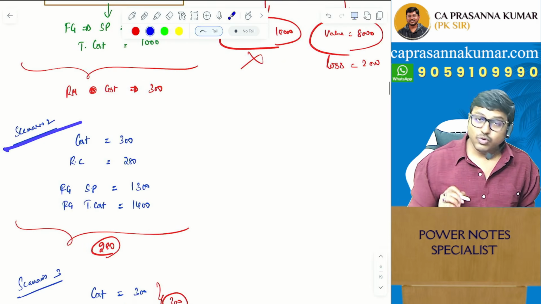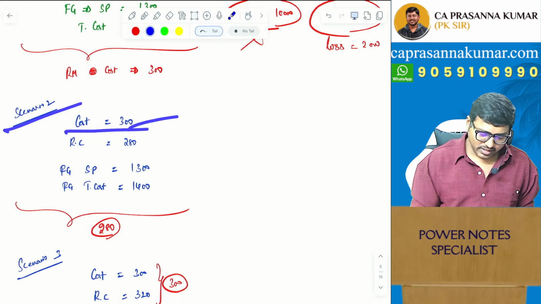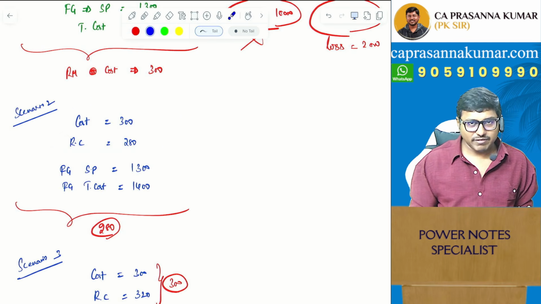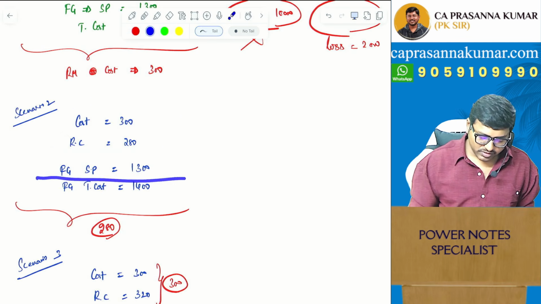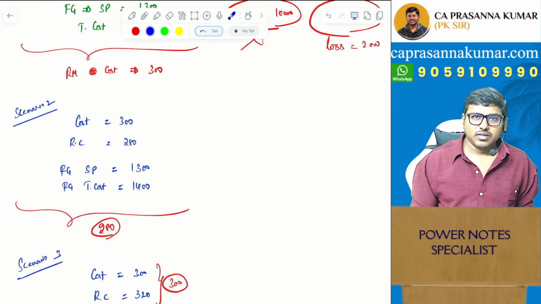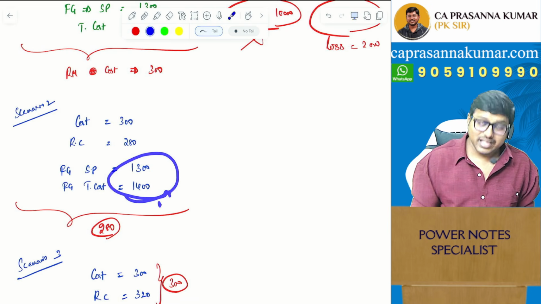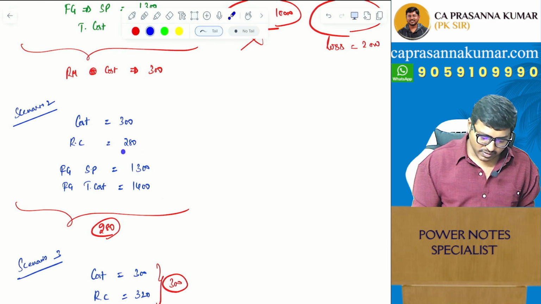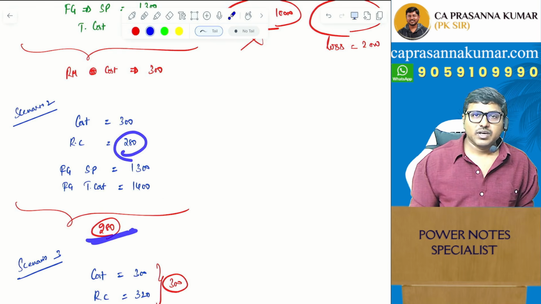Let's go to scenario 2. Same cost 300, same replacement cost 280. Total cost is 1,400, say for example, and your finished good selling price is 1,300. Are you able to recover the total cost? No. You are not able to recover your total cost. Then the rule is cost or replacement cost, whichever is less. The replacement cost is lesser, which is 280. Then you reduce the value.